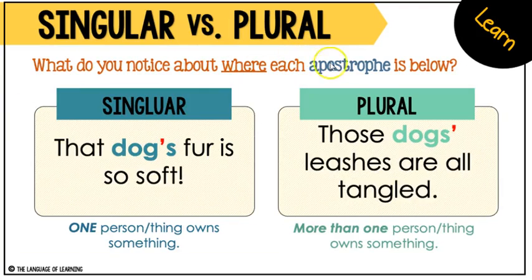What do you notice about where each apostrophe is below? So for a singular, that dog's fur is so soft, the apostrophe is between the G and the S in dogs. That's when one person or thing owns something. However, if it's plural, those dogs' leashes are all tangled. The apostrophe goes after the S of dogs. This is used when more than one person or thing owns something. So if it's plural, it goes after the S. If it's singular, it goes before the S.